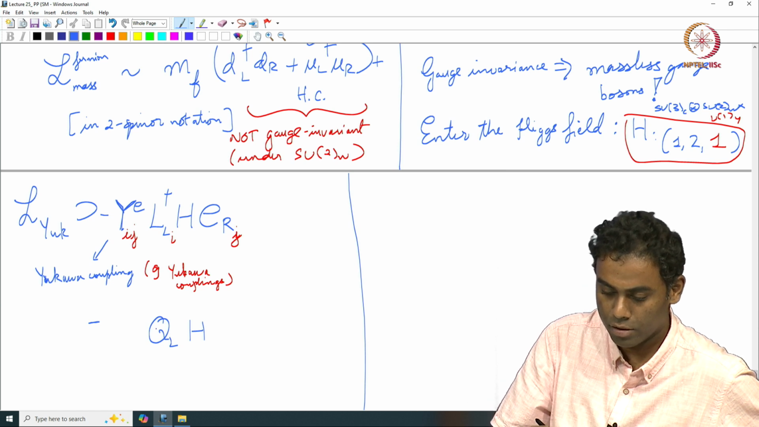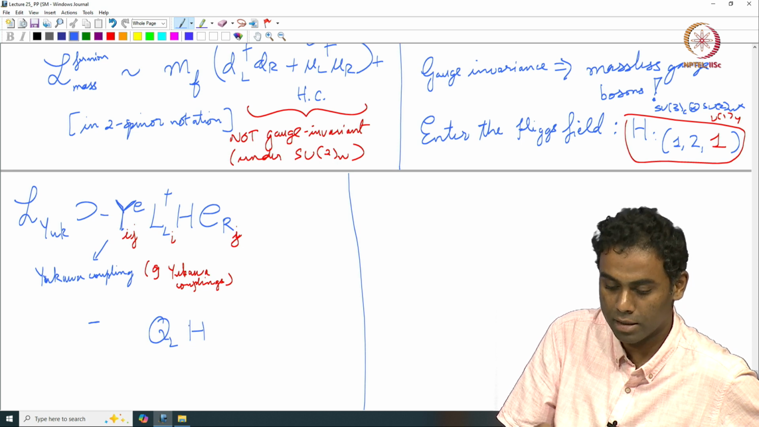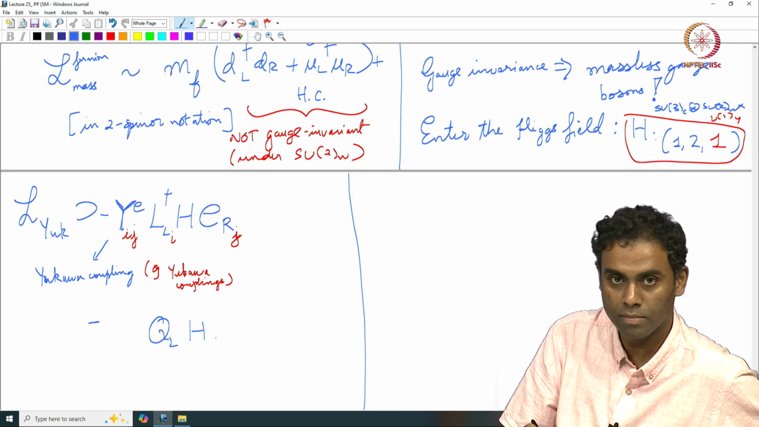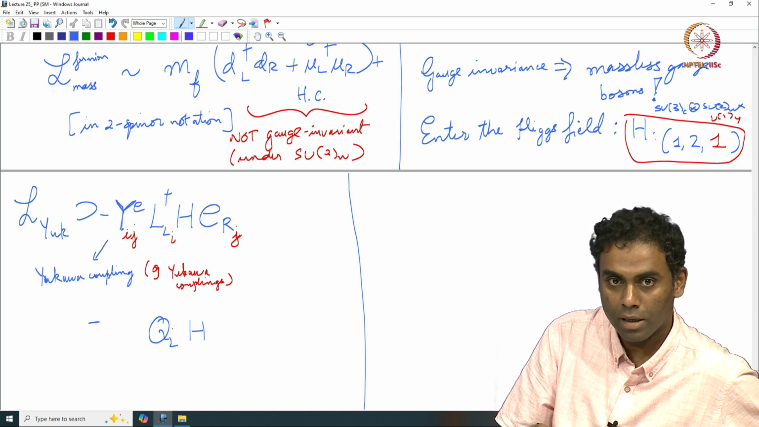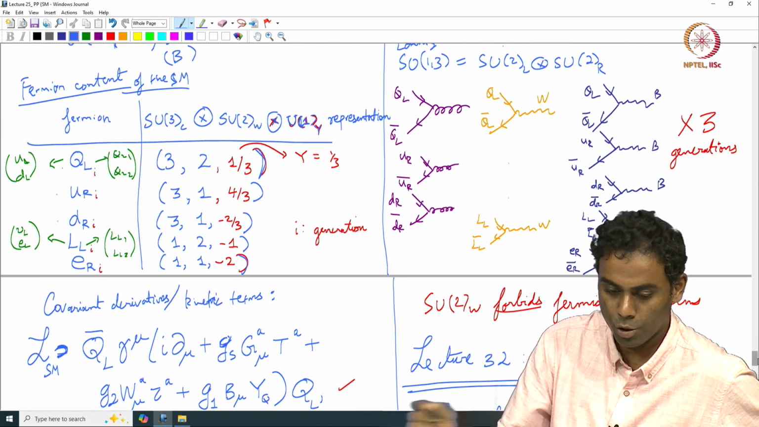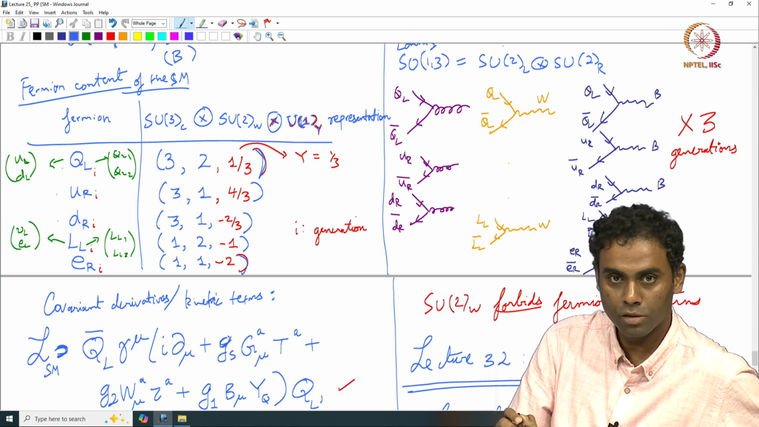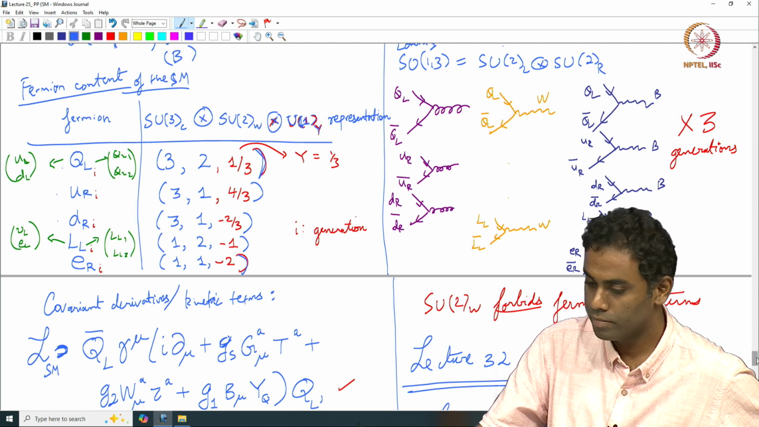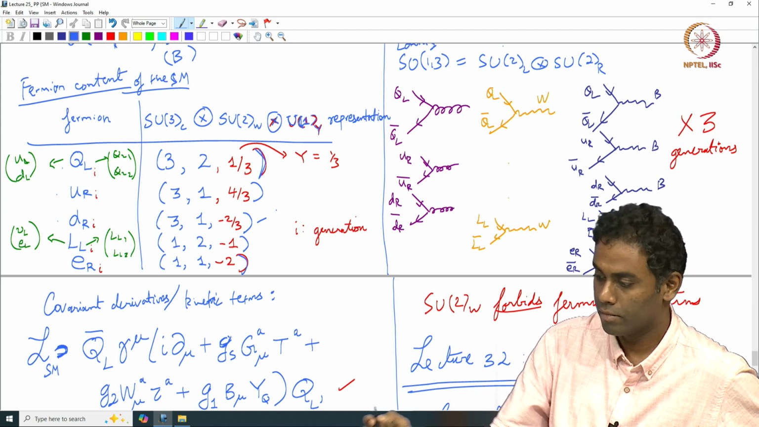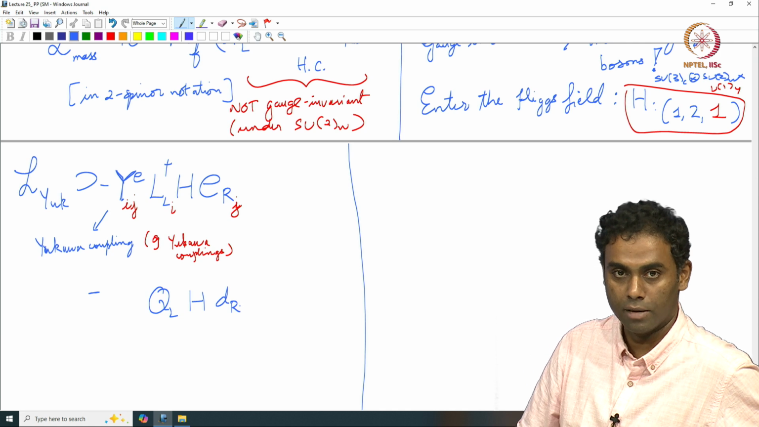So, first of all, you agree that the SU2 charges are eaten up, the Higgs and the QL fields eat up the Higgs SU2 charges. Now, I still need to write something to eat up the color charge, correct? So, I have two options now, correct? I can either put in a UR or a DR, and you will agree with me that if I want the hypercharge to work out correctly, I need to actually put in the DR charge, right? So, let me write that down, the DR field.